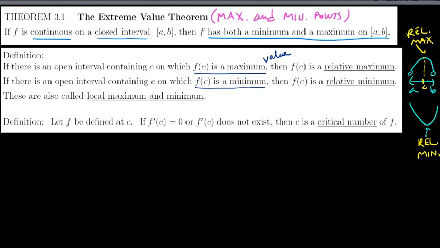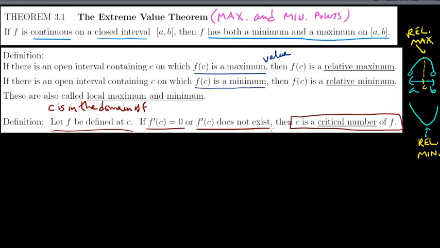Now, one more definition. We have a function f, and let's say f is defined at C, which means C is in the domain of the function. Make sure you're aware of that. If the derivative of the function f at C is equal to 0, or if the derivative fails to exist, then we say C is a critical number for the function.